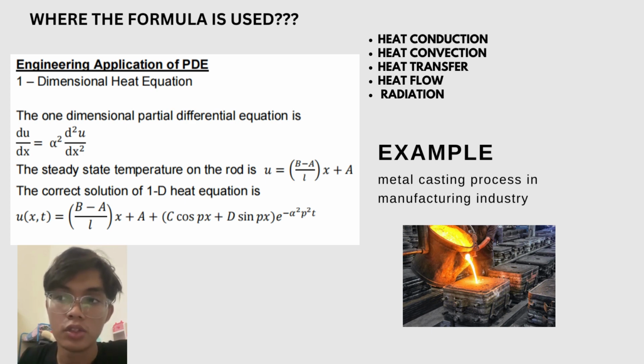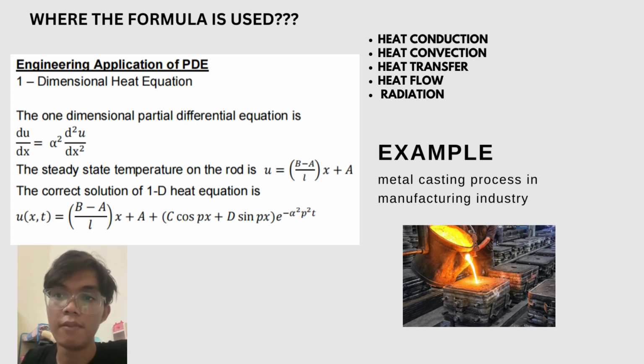Okay, to give more explanation about it, I will give one example, and it is the metal casting process in the manufacturing industry. So consider a metal casting process where molten metal is poured into a mold to form a solid object. The goal is to ensure that the solidified metal has uniform temperature and solidification throughout the casting.